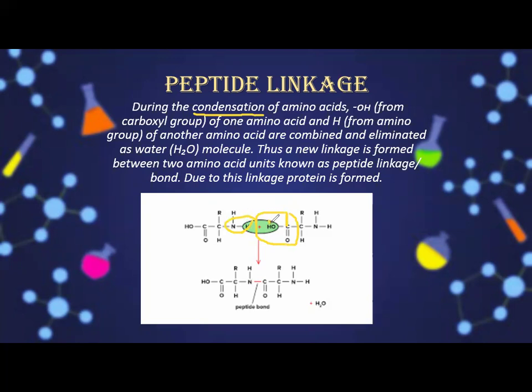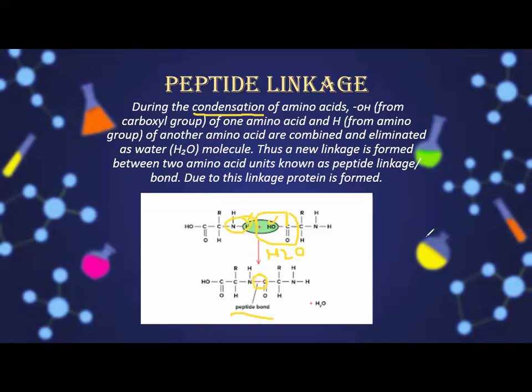So from the carboxyl group, this OH, and from the amino group, this H, combine together and form a water molecule, which is released from the original molecule. Then a bond forms between the nitrogen and carbon, represented as a red line, and this bond is known as a peptide bond, or this type of linkage is known as peptide linkage.